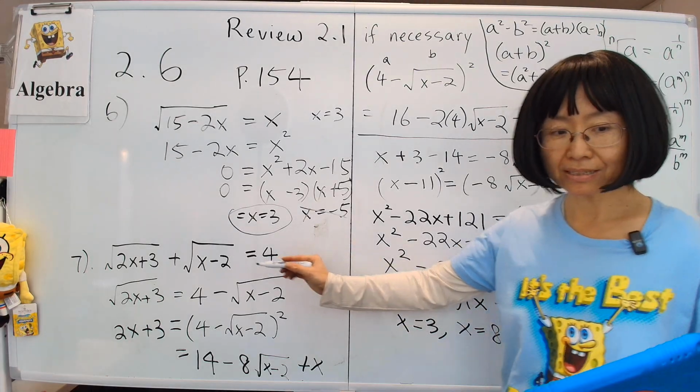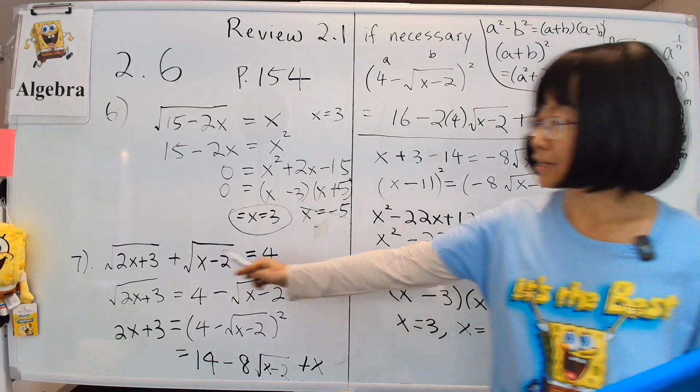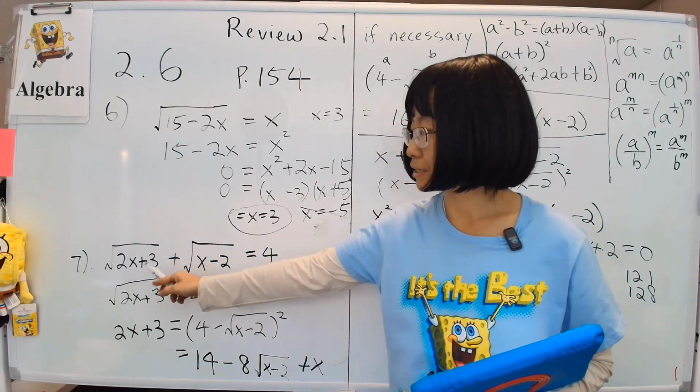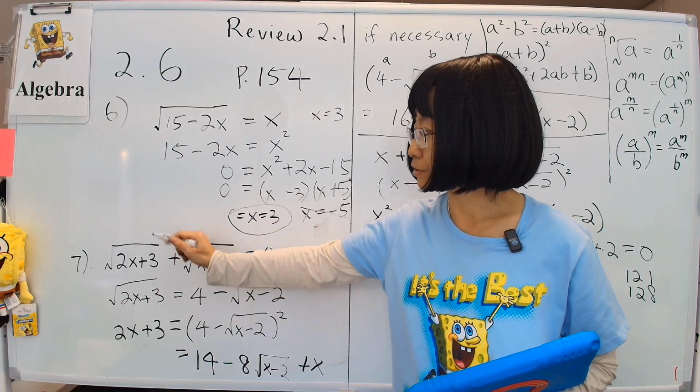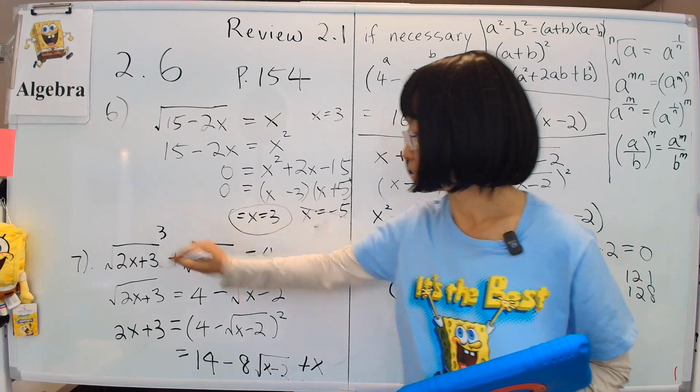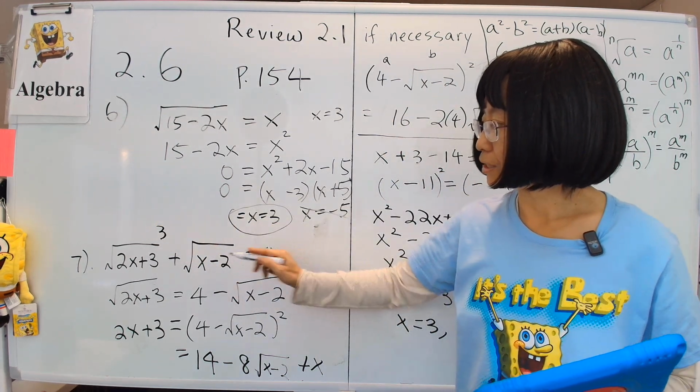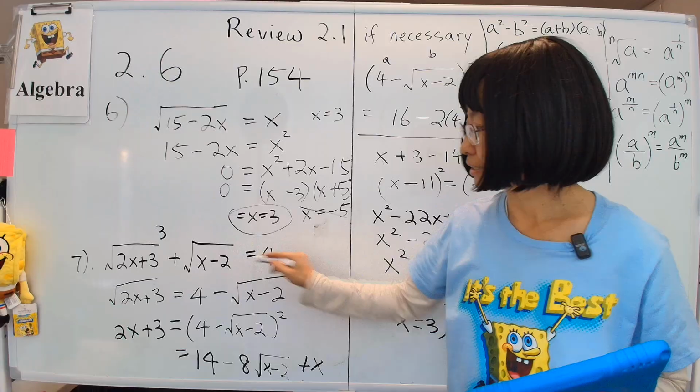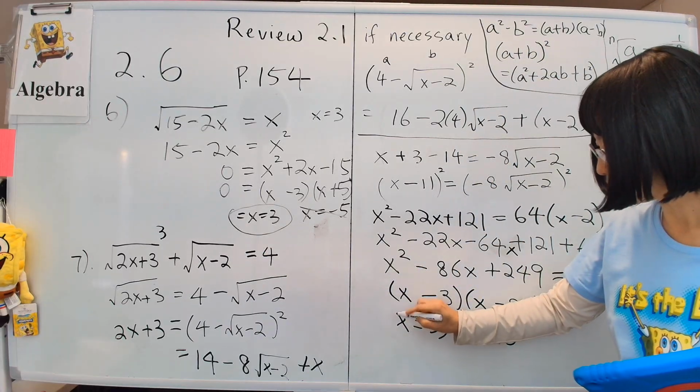Okay, first let's consider the 3. When x is 3, 2 times 3 is 6, plus 3 is 9. That will give us 3 here, right? And x equal to 3, 3 minus 2 is 1. Square root of 1 is 1. So 3 plus 1 is equal to 4. So x equal to 3 definitely works.